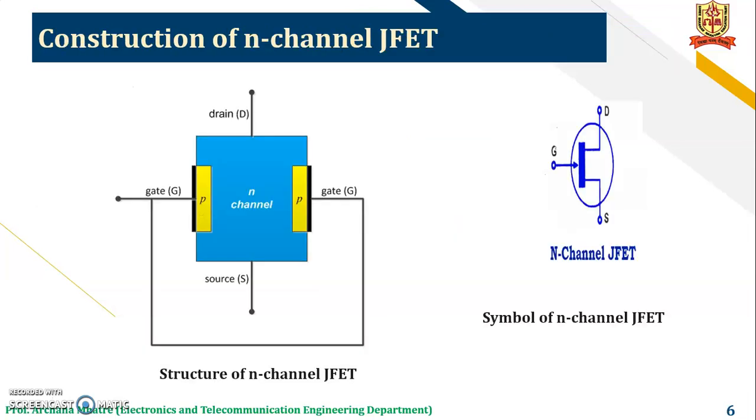Now this is the construction of N-channel JFET. You can see this is the symbol and the structure of N-channel JFET. Here the N-type acts as a channel, and these are the two P-type materials. This is the drain terminal. The gate is common for both P-type materials and this is the source terminal. The symbol of N-channel JFET is like this: three terminals, gate, drain and source.